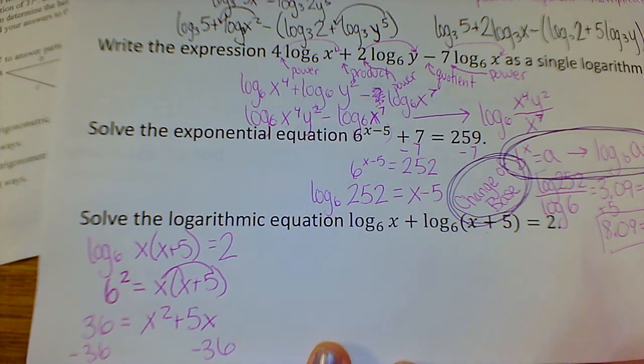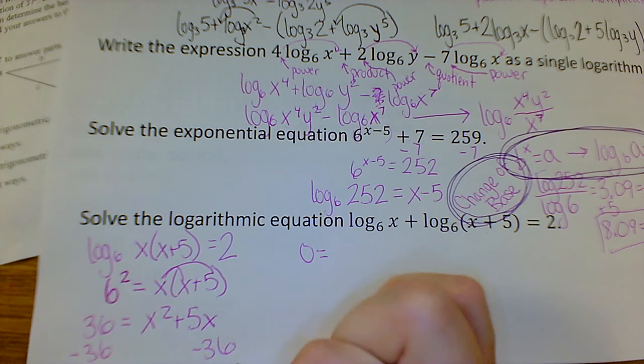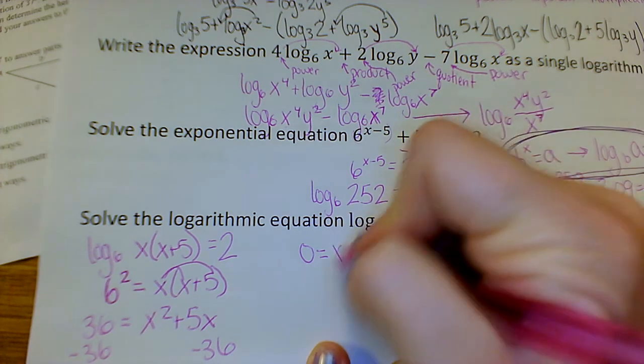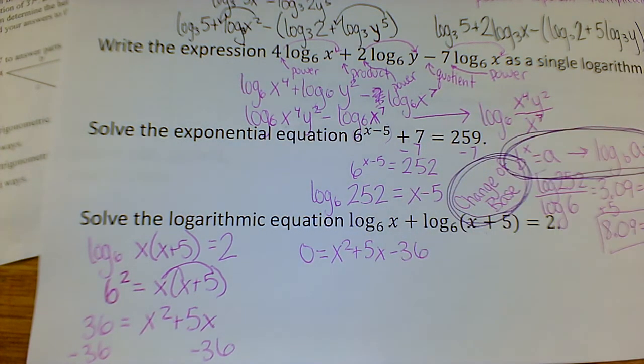So 36 minus 36 gets me 0. And then I don't have any like terms here, so I'm just going to rewrite this whole thing out. x squared plus 5x minus 36.